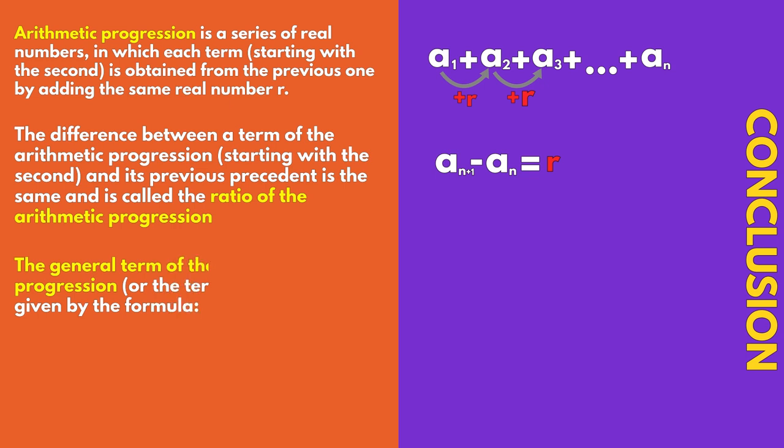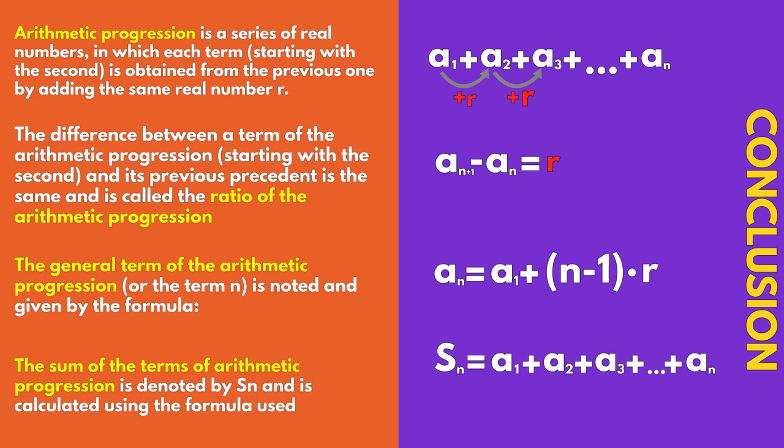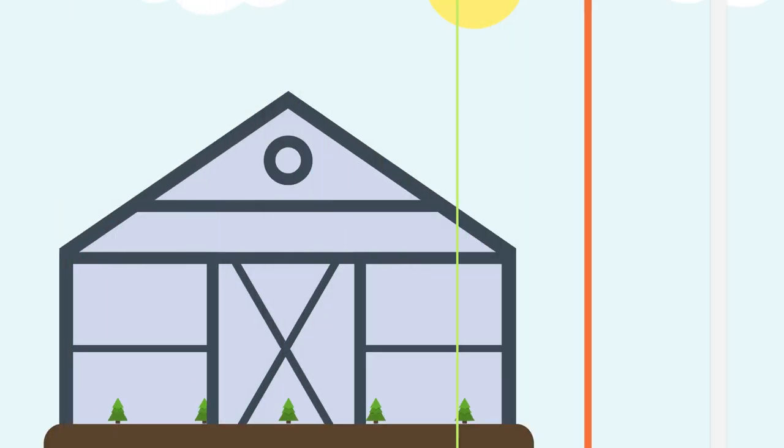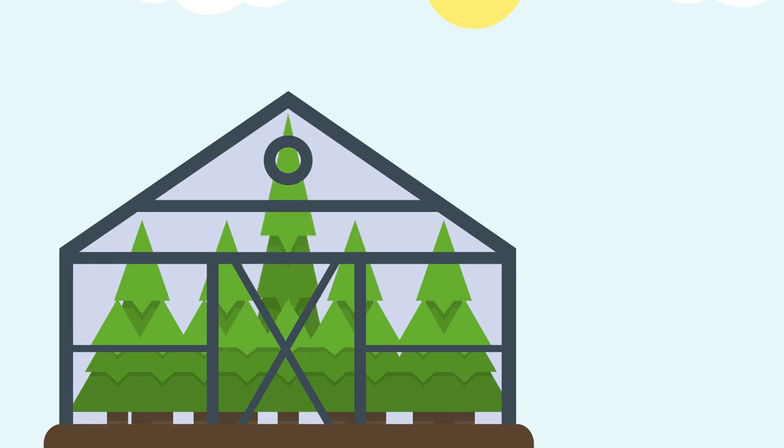The general term of the arithmetic progression, or the term n, is noted An and given by the formula. The sum of the terms of an arithmetic progression is denoted by Sn and is calculated using the formula used earlier in this video, the product of the number of terms in the progression and their arithmetic mean. Let's take a well-earned rest from all our fir tree planting now and get ready to discover the next set of math tricks to help us solve real-life problems.